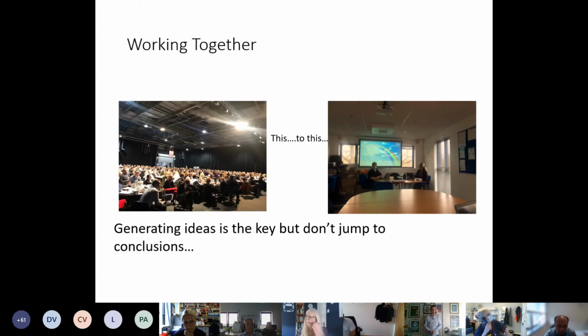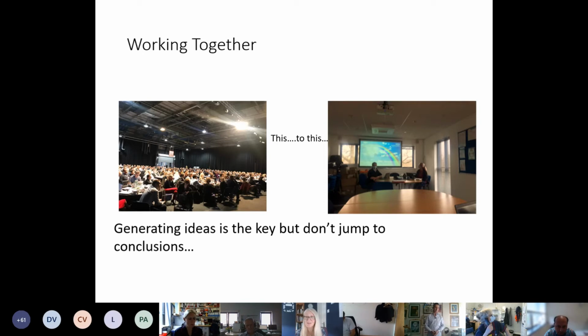So working together, this is really the most important thing when you're doing any quality improvement. It's not one thing you can do alone. It's about working with people. And we used to work in big groups, didn't we, when we used to be able to do conferences and workshops and all get together. And obviously, we're working slightly differently.